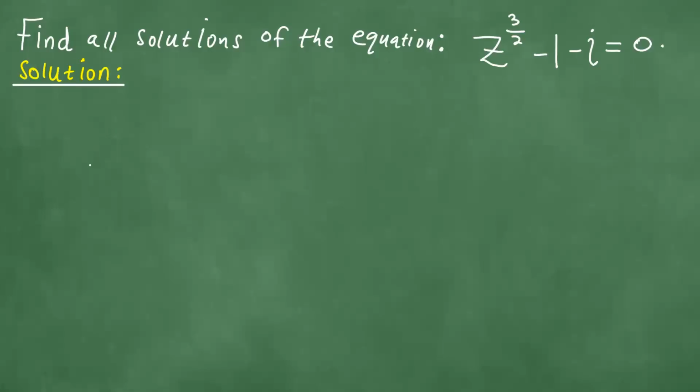Right, we're interested in finding all solutions to the equation. To do that, we note that we've been given z to the power 3 over 2 minus 1 minus i equals 0. This implies that z to the power 3 over 2 is equal to 1 plus i.